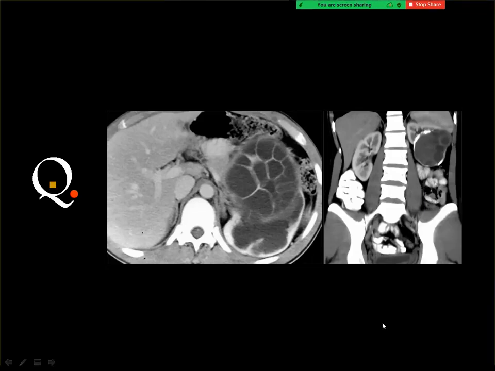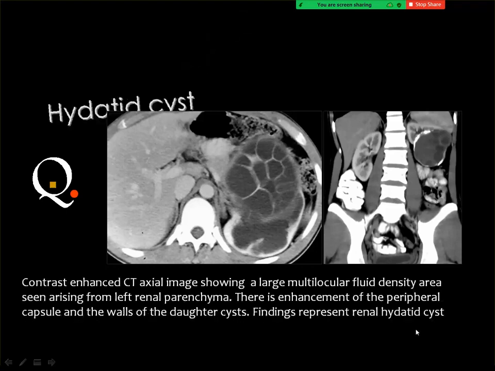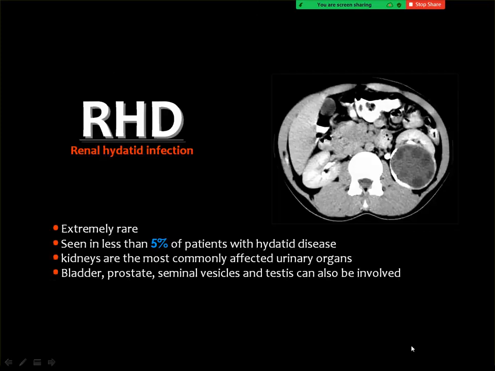Yes, this is a hydatid cyst, classic appearance, and you get marginal calcification with internal daughter cysts. The appearance is clear in the coronal image, but it's misleading in the axial image because of the compression of the renal pelvis and the dilatation of the calyces. But this is a renal hydatid cyst.